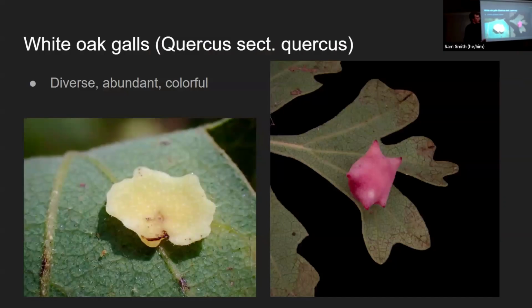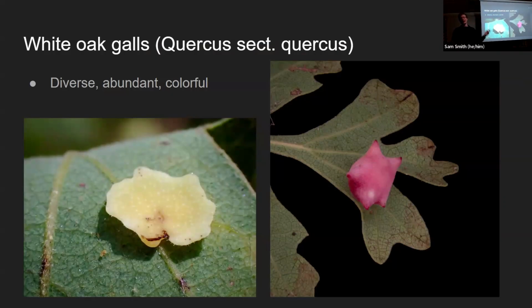Then moving on to the white oak galls. That's Quercus section Quercus, and they're super diverse, they're abundant, and they're also very colorful, which I love. So here's a couple of them. This one I've already mentioned is the spined turban gall wasp, and I actually have a couple of dried ones of those to show if you want to look at them afterwards.